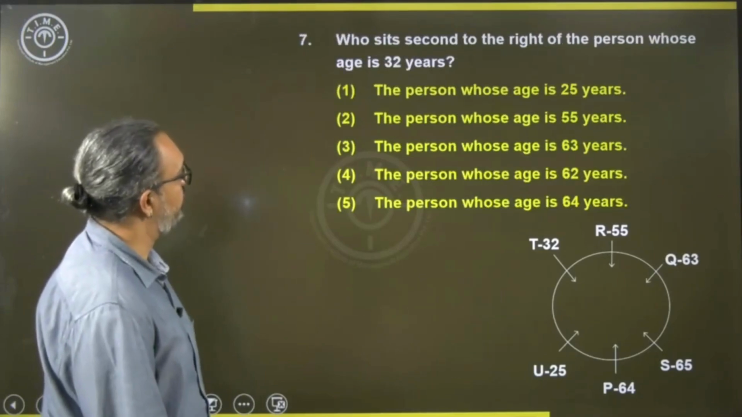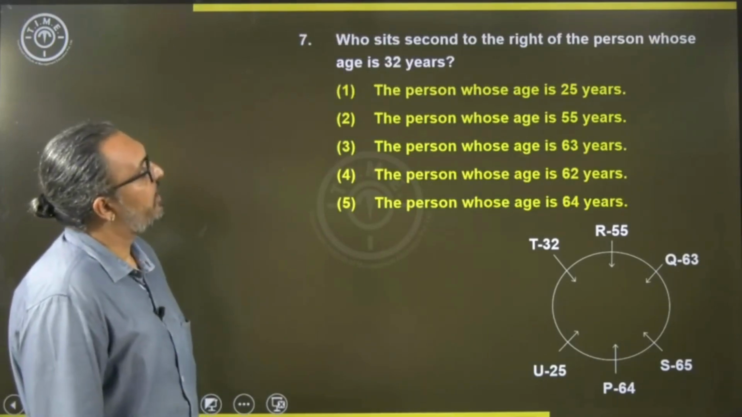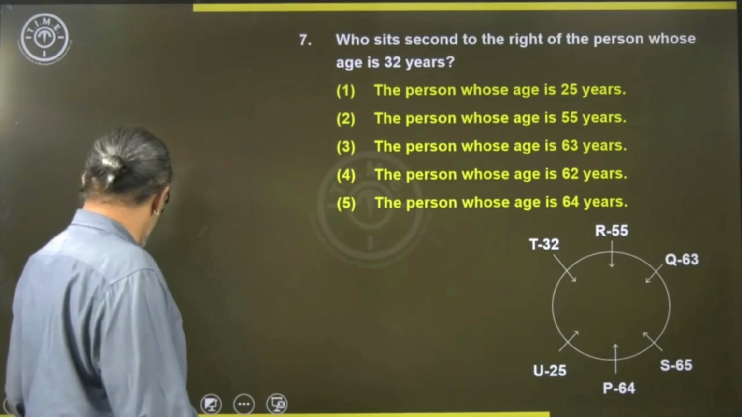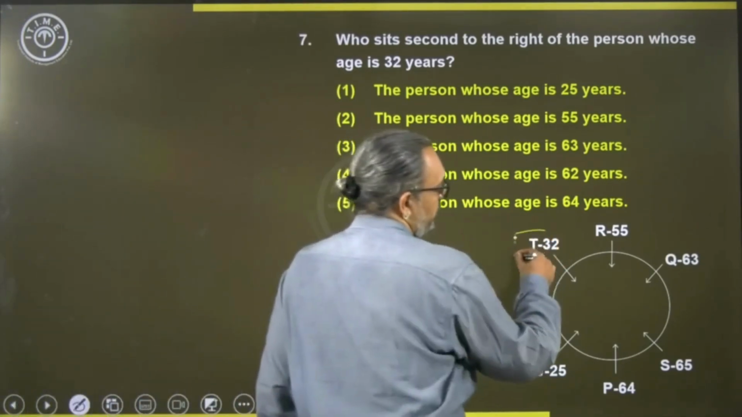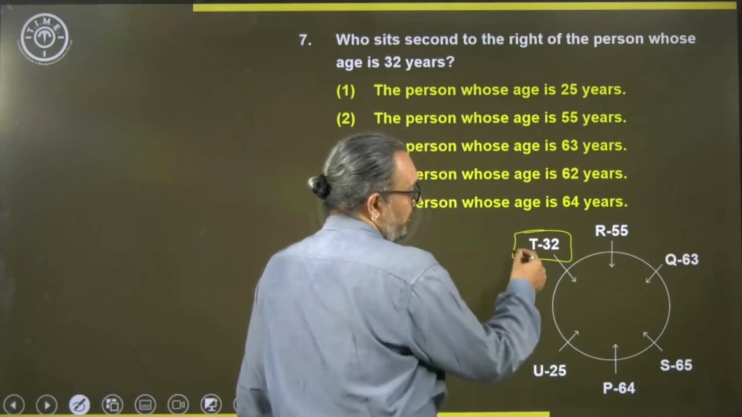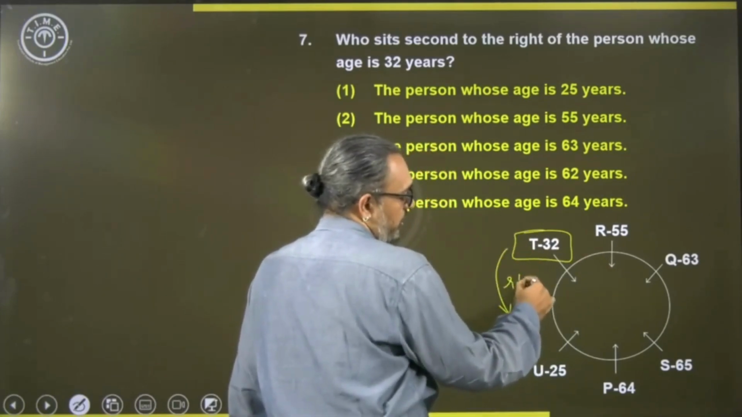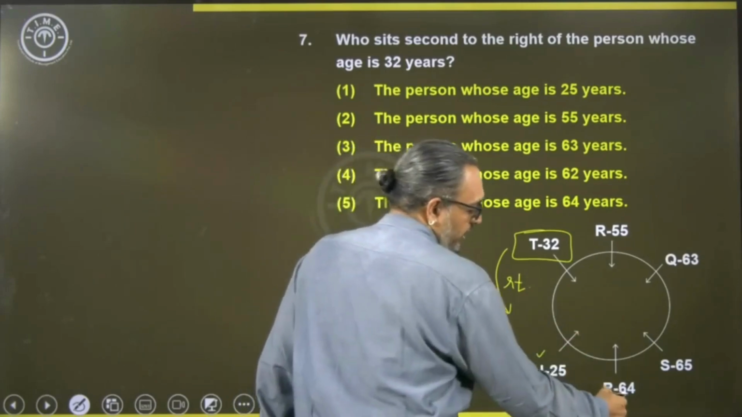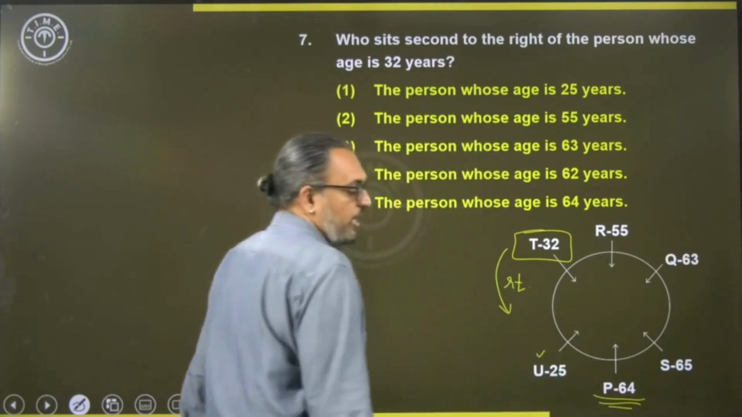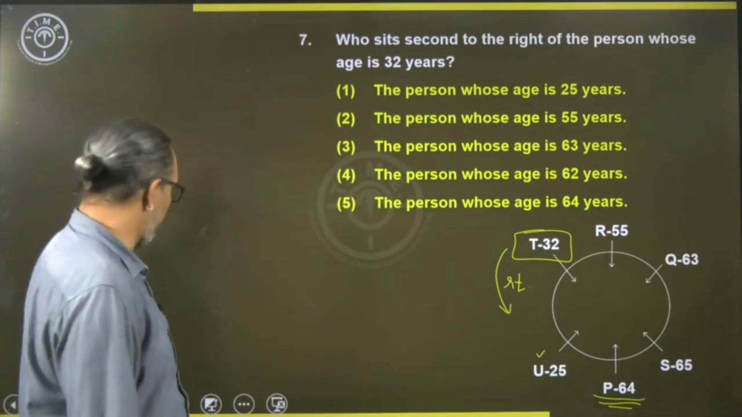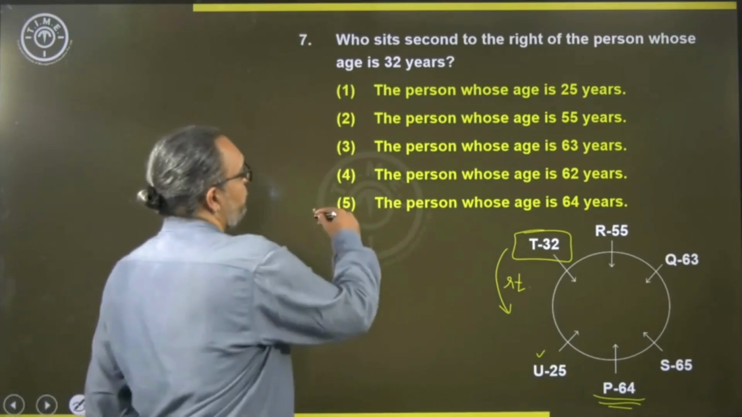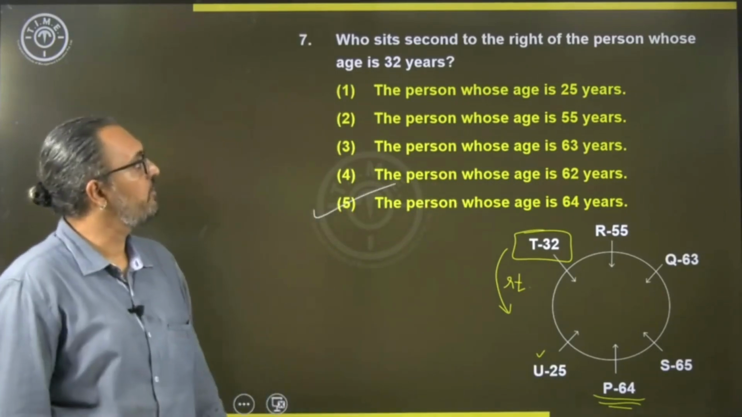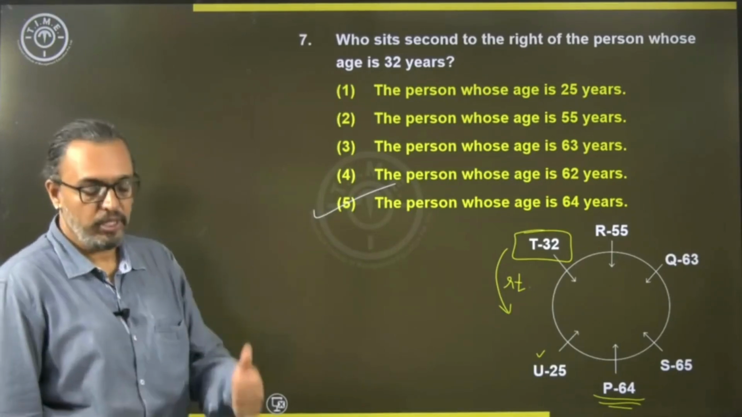Then, who sits second to the right of the person whose age is 32? Okay. Now, the person whose age is 32, who is that? T. And who is sitting second to the right? Right is the anti-clockwise direction. This is first to the right, and this is the person who is second to the right, P, whose age is 64. So the person is not given, but the ages are given. So I can fix the fifth option, the person whose age is 64, second to the right. Okay.